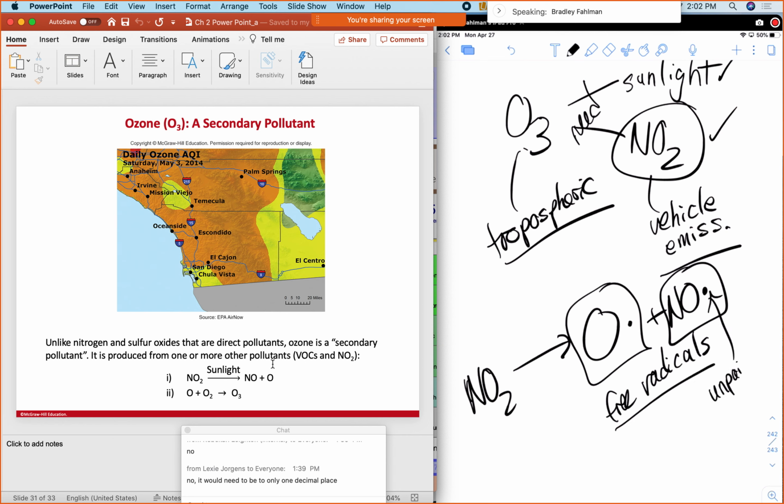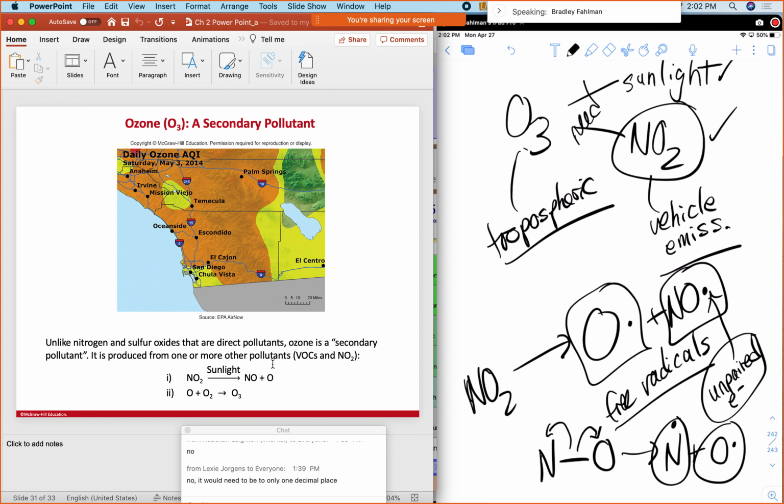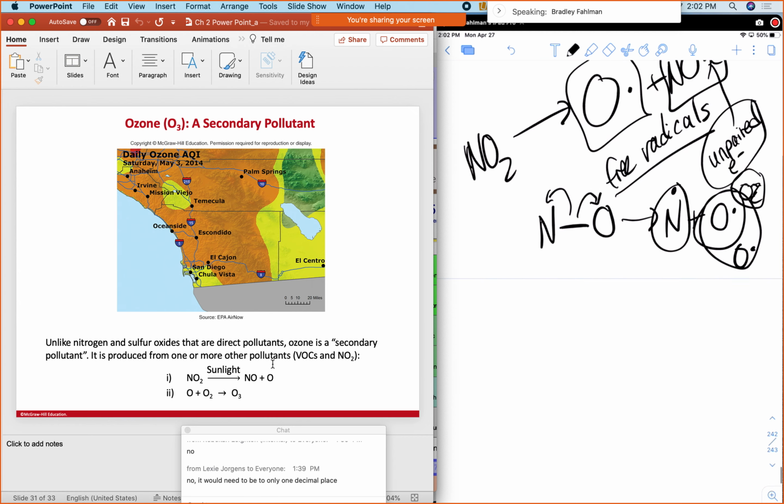When you break this bond, it's like saying that one of the electrons goes that way and one goes the other way. So you would end up like that for this particular bond. These are radicals, which means they're going to look for something else to react with to form back to a molecule.